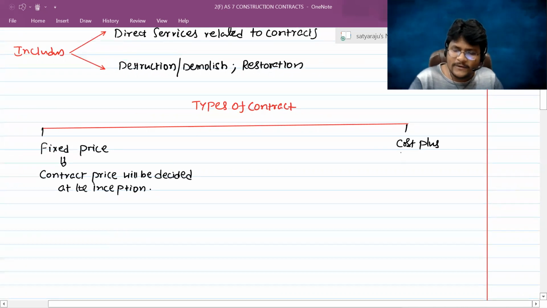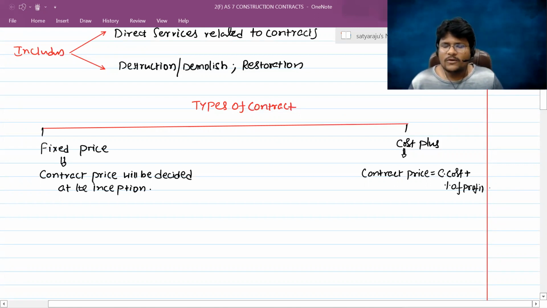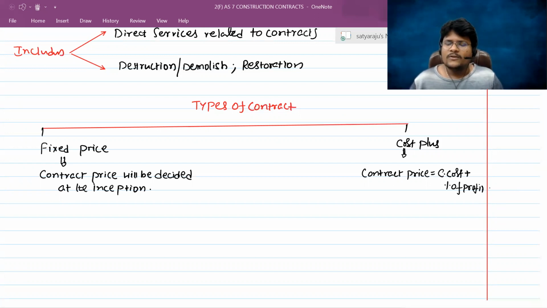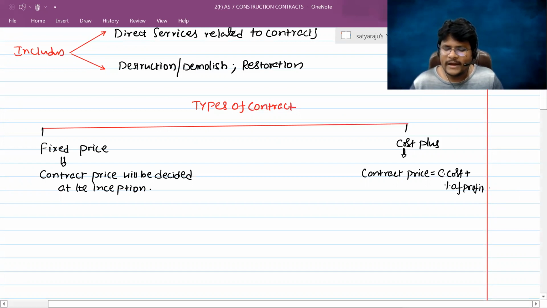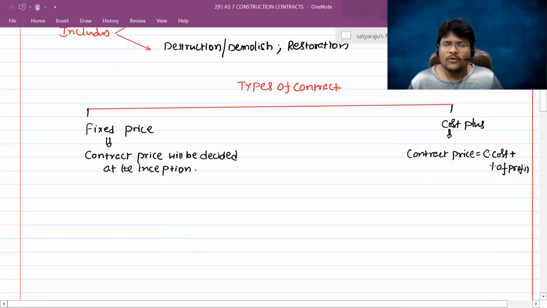But in case of cost plus contract, how will the contract price be derived? Contract price is equal to contract cost plus a percentage of profit on such contract cost. So that means we can't tell the entire contract price at the inception of the contract itself. On the basis of the occurrence of the contract cost, if you add a certain percentage of profit, then you will get a contract price.